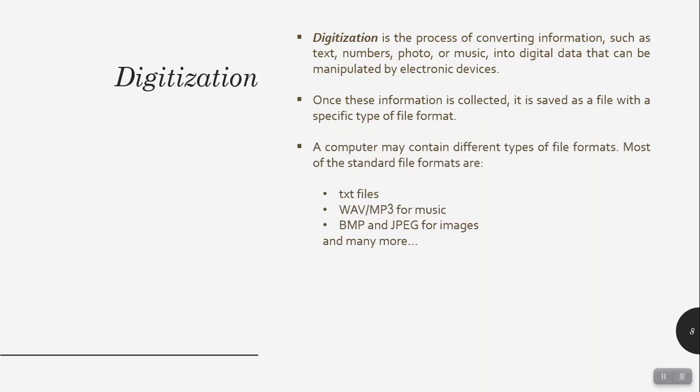A computer may contain different types of file formats. Most of the standard file formats are the .txt or text files, WAV or mp3 for music, BMP and JPEG for images, and many more. Let's talk about digitization of text files.